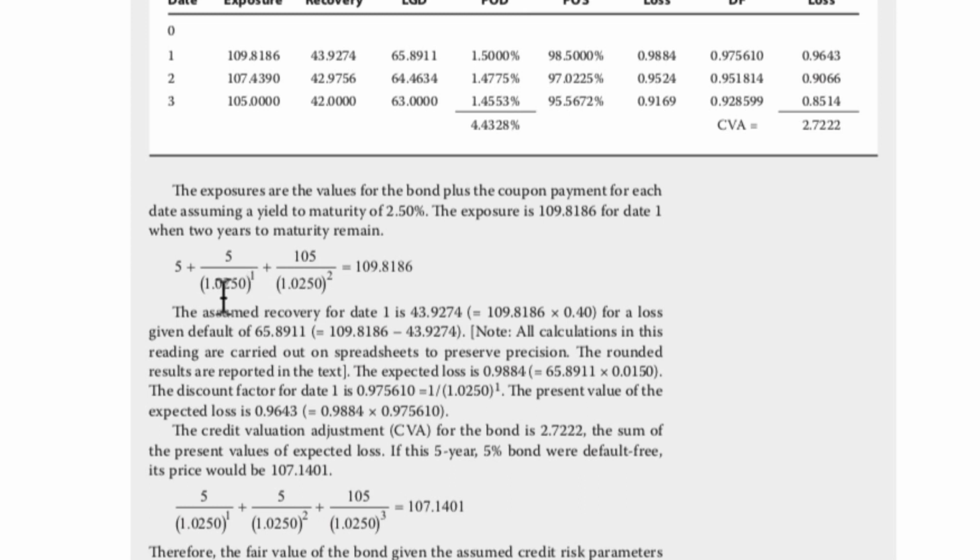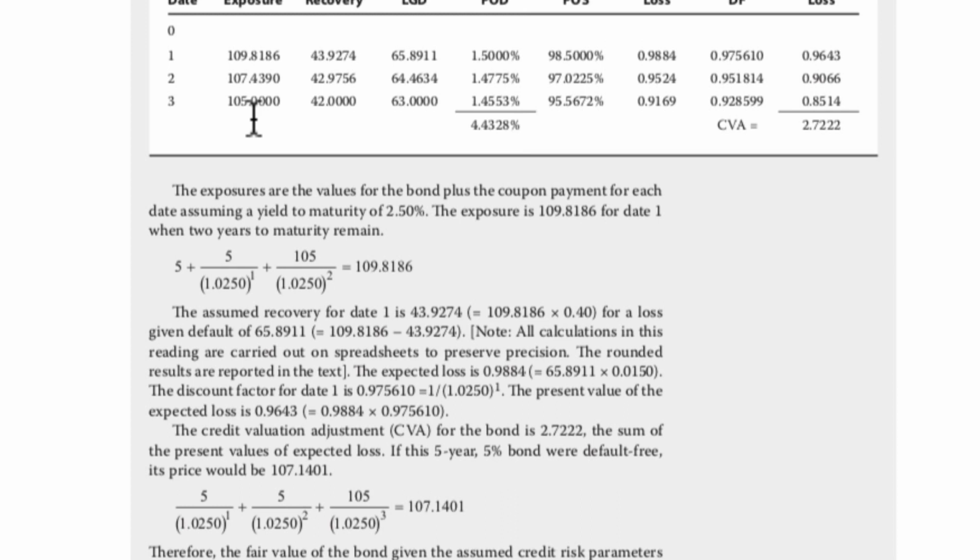Notice that we're discounting it by the risk-free rates because we're risk neutral at this point. And we get to 109.8186. To get to the next one, we would just say, okay, well, what do we have at that point in time? We have $5 plus we would just have this last term, the 5 over 1.025 for 1 year, and it would be discounted there.